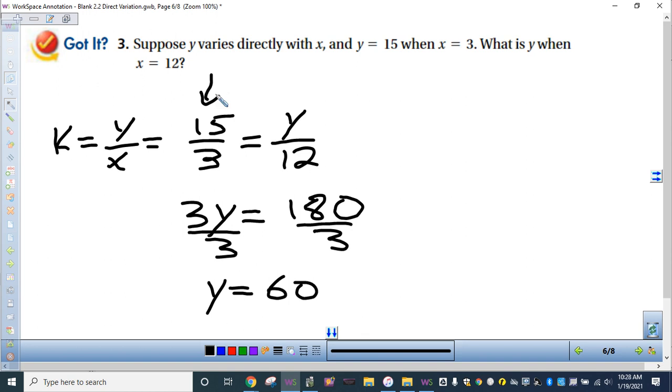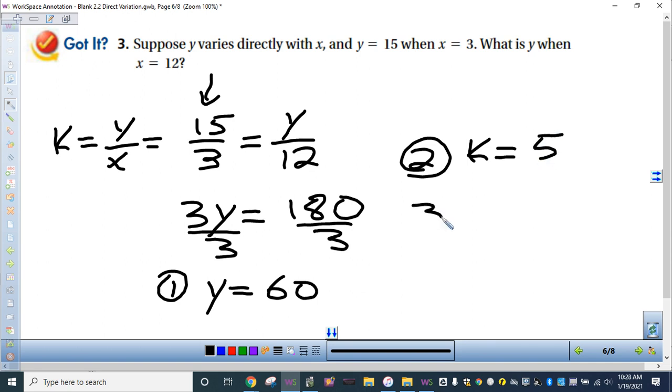So I don't really care which one's 1, 2, or 3. I'm just looking for these three answers. So we did y. Your k value I'm going to do next. K, 15 divided by 3 is 5. And then just writing your equation, y equals 5x. It helps to keep everything straight with these kinds of problems by always doing this: I always want you to find k, I always want you to find the equation, then everything will stay nice and organized in your brain, which is a bonus.